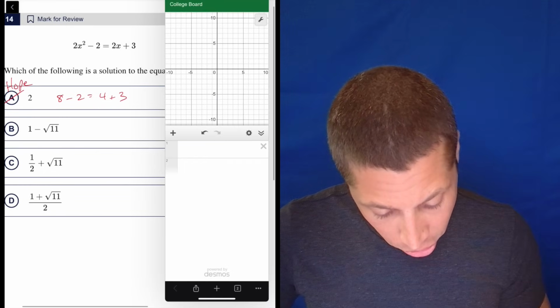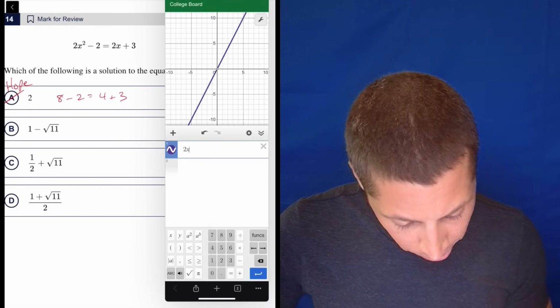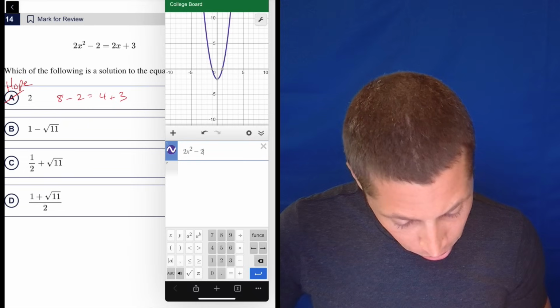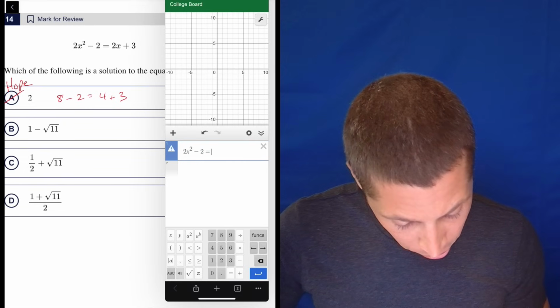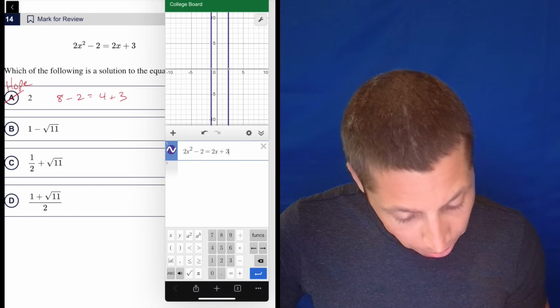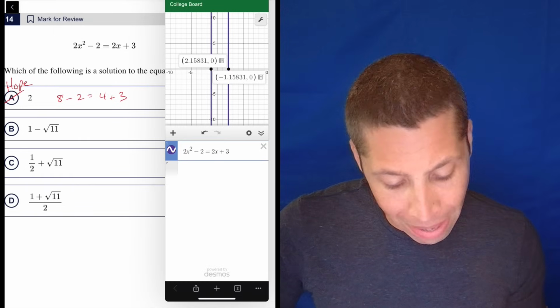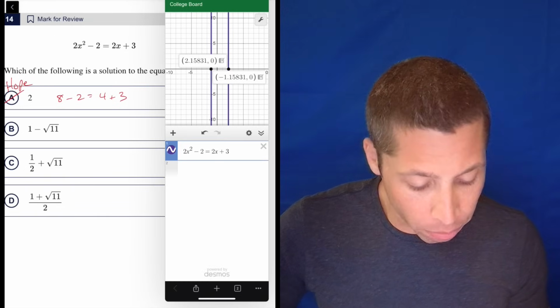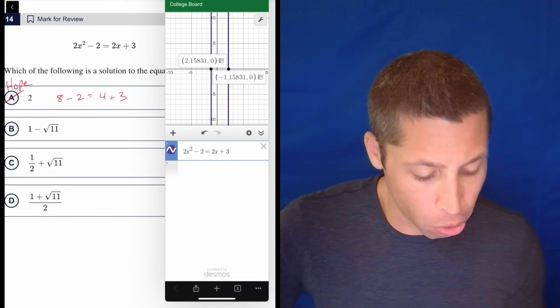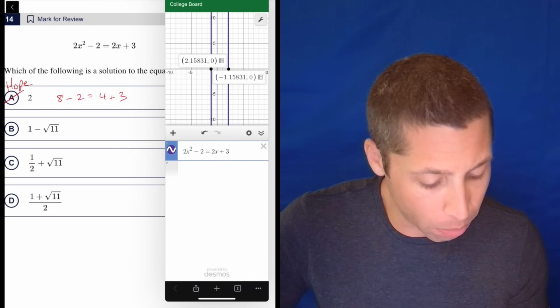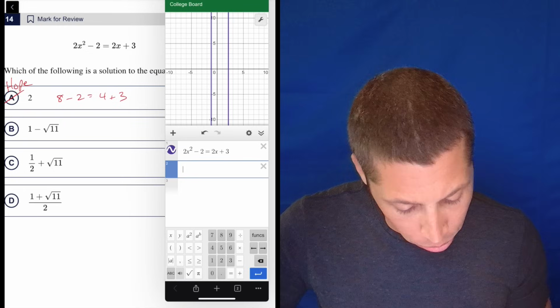Let's just do 2x squared minus 2 equals 2x plus 3. We get 2 answers. They're both messy decimals, but then it's just a matter of matching those messy decimals, right? So 2.15 and negative 1.15. So I would just go through the choices and see.